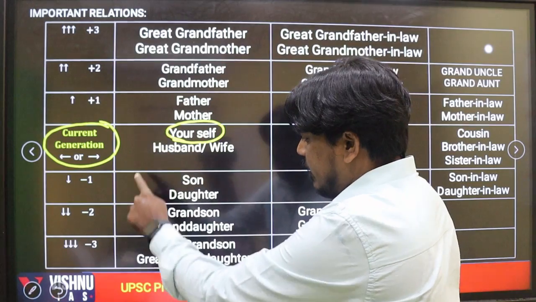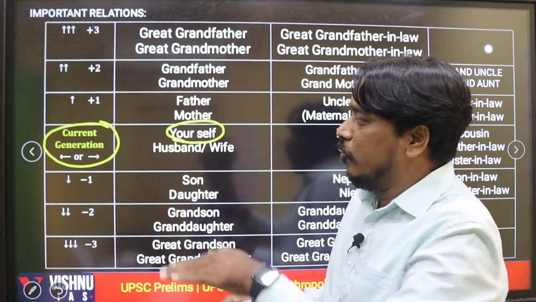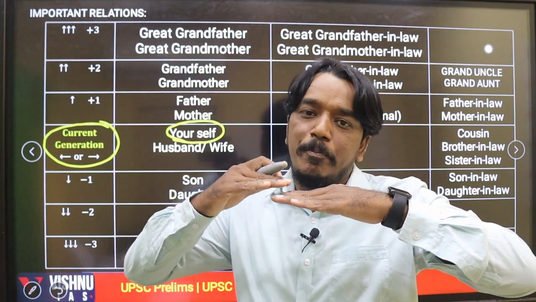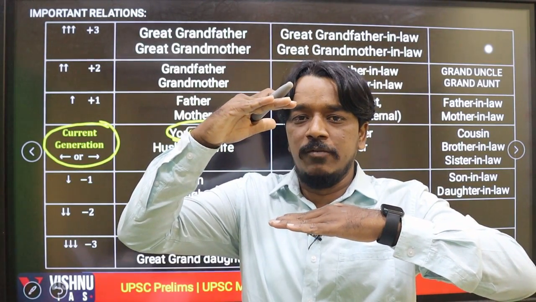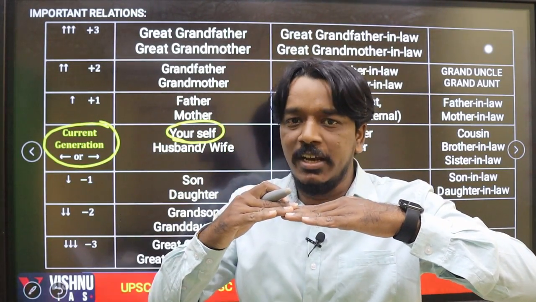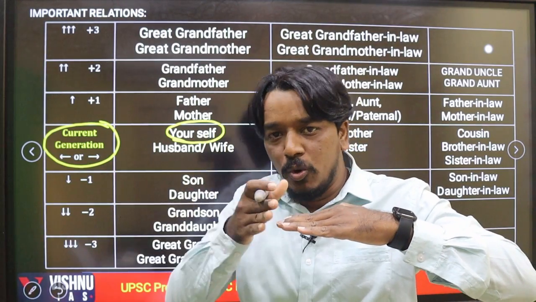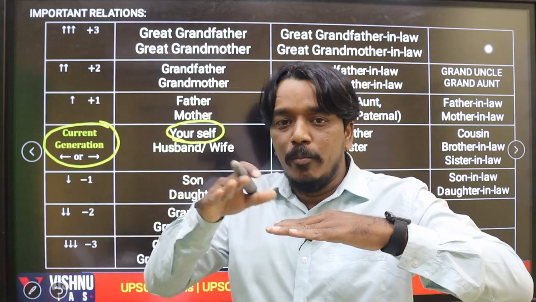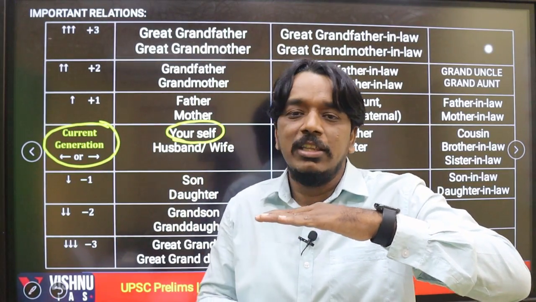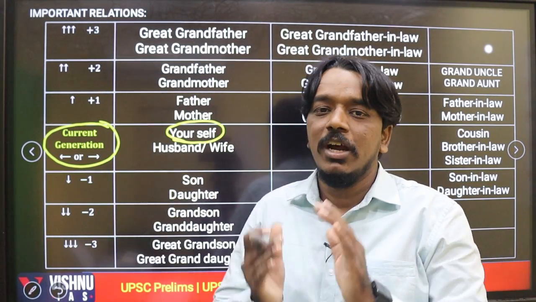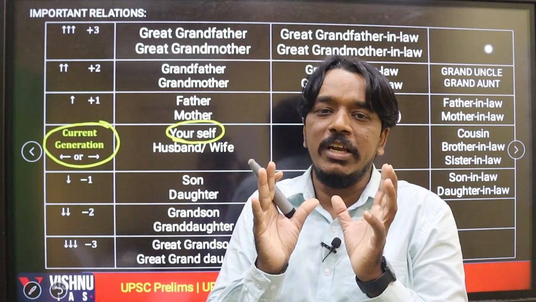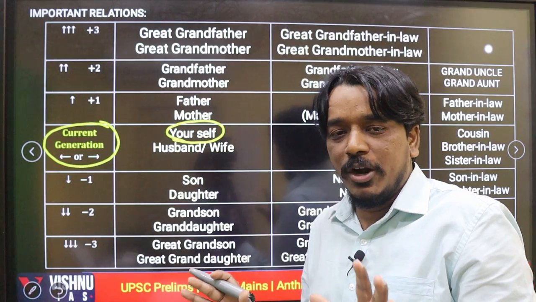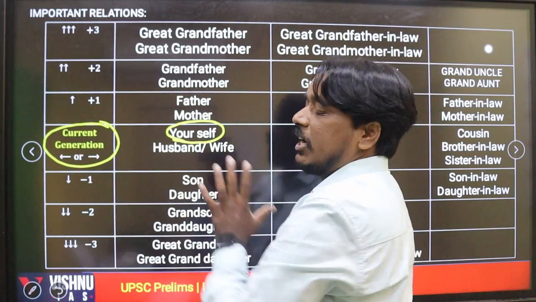See, I have given all the important relations here, but why are we starting with the current generation? If you assume you are in the current generation, your parents are in the above generation. For example, if you are married, your wife or husband is in your generation, and your siblings are also in the same generation. But your children must be in the next generation. Like that, we should have complete clarity about the generations and how to take all these important relations. We are starting from the current generation.